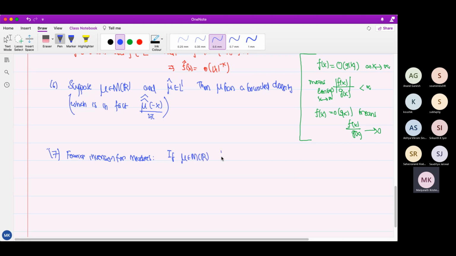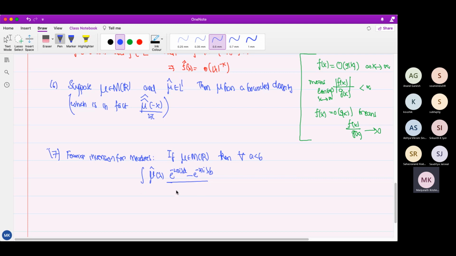If mu is in M of R, then for any interval, take mu hat of lambda, e to the 2 pi i lambda, a minus... All of these are subject to possible mistakes, something like this.